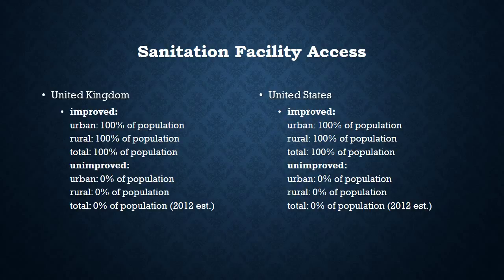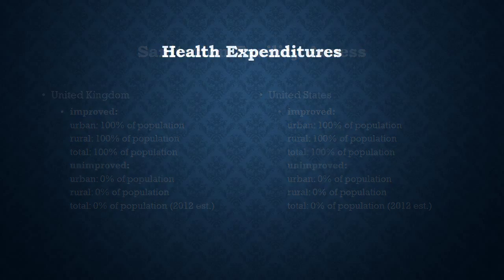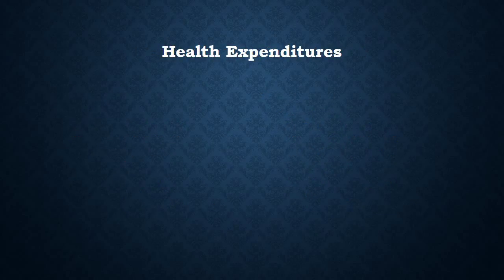For the sanitation facility access, the United Kingdom has 100% improved access for urban and rural areas, while the United States also has the same 100% of the population with improved sanitation facility access. Therefore, the result for this area is inconclusive.